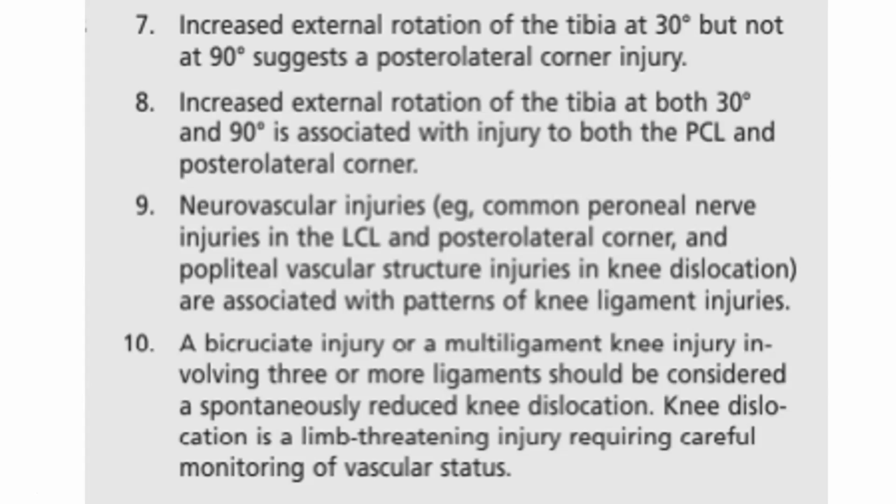Neurovascular injuries are common: peroneal nerve injuries, lateral collateral and posterolateral corner injuries, and popliteal vascular structure injuries do occur in this location. They are associated with patterns of knee ligament injuries. A bicruciate injury or multi-ligament knee injury involving 3 or more ligaments should be considered a spontaneously reduced knee dislocation. Knee dislocation is a limb-threatening injury requiring careful monitoring of the vascular status.